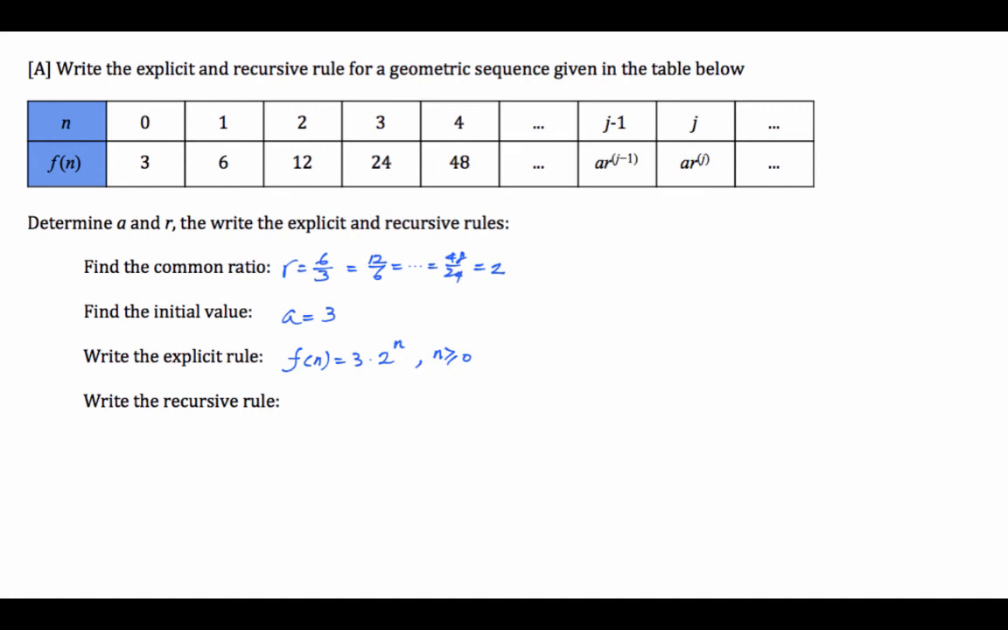In the recursive form, as we mentioned before, it's the previous term times the common ratio, which is 2. And in this case, n has to be greater than or equal to 1. We have to denote that f of 0 is 3. So by writing this, we say that the first term, we start counting with a 0 count, and in this case, it's 3. All right, so let's try one more example.